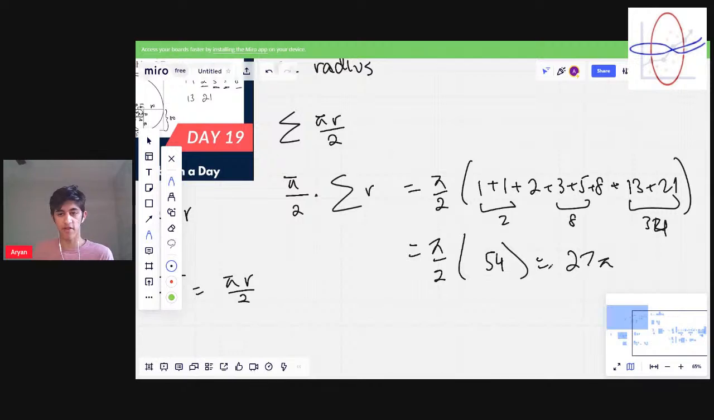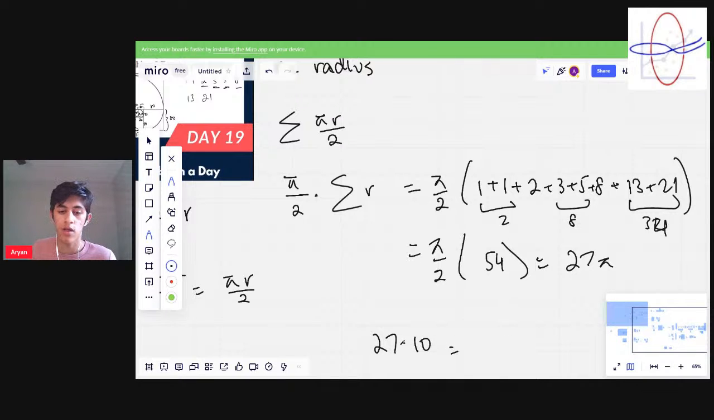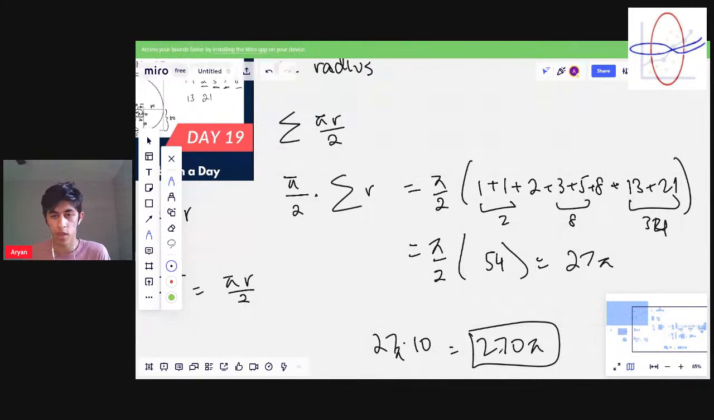Now we have to be careful because we're almost done. We just need to remember that we scaled our entire diagram down by 10. All of our radii we divided by 10 just to make the numbers smaller and more manageable. So we can't forget to multiply by 10 again. In reality, our answer is 27 pi times 10, which is 270 pi. And this is our final answer.